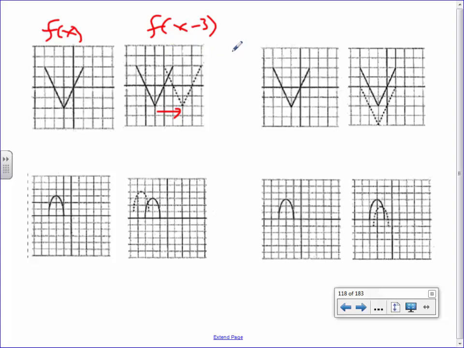So let me try one more. I'm sure you guys will race ahead of me here. Let's say this one is g of x. Then what's the dotted one here? Minus 3 after the brackets, because it's going down.